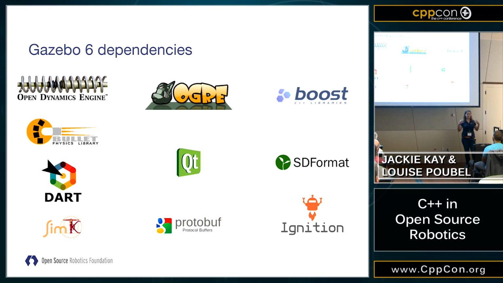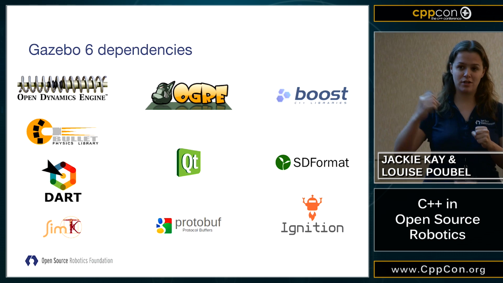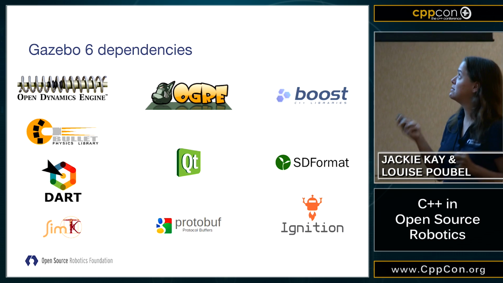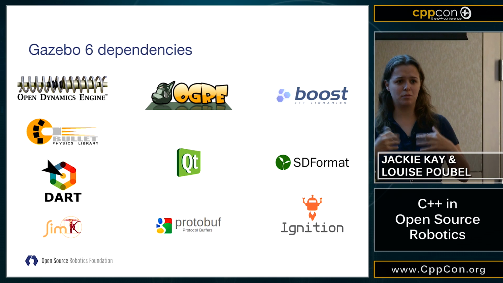So Gazebo has a lot of libraries inside itself, and it's becoming a very big project. So we're trying to take things out. For example, our math library, we're separating it out of Gazebo, and we're making it into an Ignition library, just to make Gazebo itself a little bit lighter.